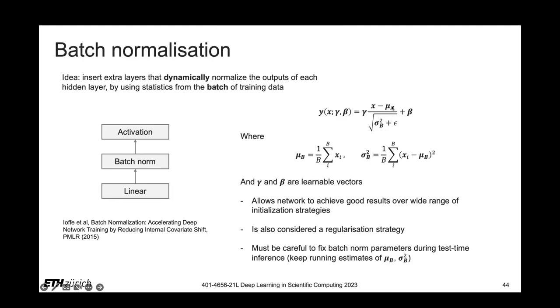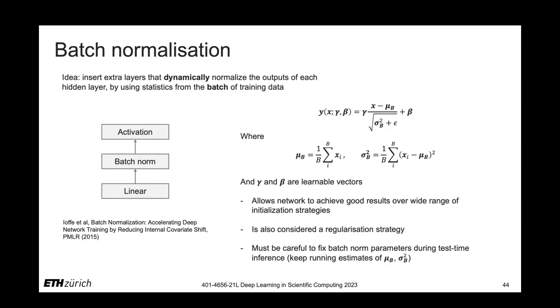So these values are computed on the fly as you're training the network, based on the training examples. And so you can see that the output of the hidden layer is normalized nicely, exactly as you would expect. So this is called batch normalization.